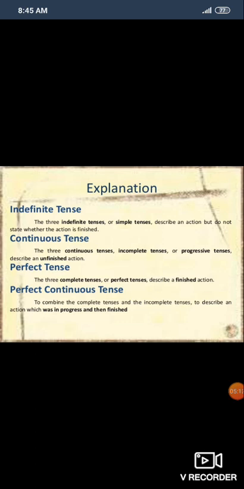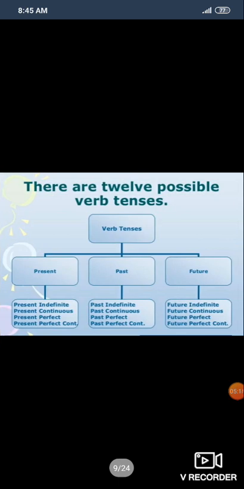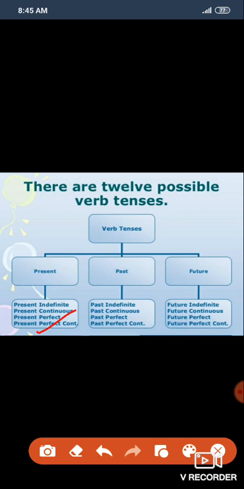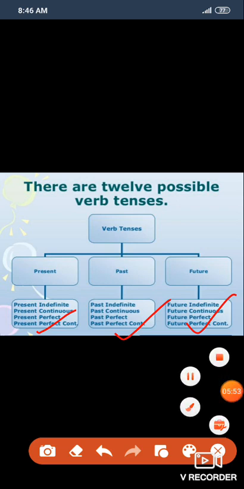So here we start with the chart. There are 12 possible verb tenses. Here you can see on top the verb, then three types: present, past and future, and then present indefinite, present continuous, present perfect and present perfect continuous. Same for the past: past indefinite, past continuous, past perfect and past perfect continuous. Same for the future: future indefinite, future continuous, future perfect and future perfect continuous.